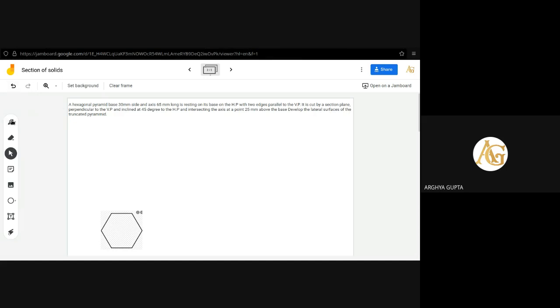Truncated means, as all of you have known, when the cutting plane is inclined at an angle with the base, it is called a truncated pyramid. So draw the ground line first, then draw the hexagon by keeping two sides parallel to the base. Now the distance between the ground line and the hexagon is not given, so you can take any suitable distance. Now to find the center, the centroid here, we have to join all the edges. So that is the position of the axis.